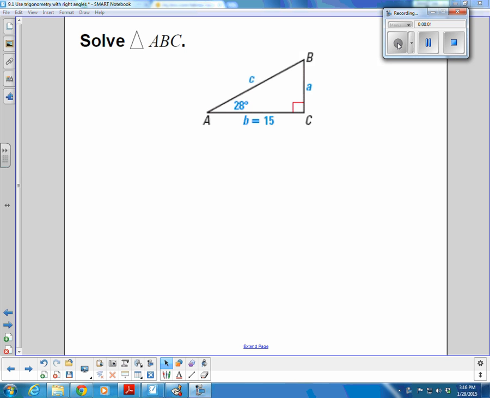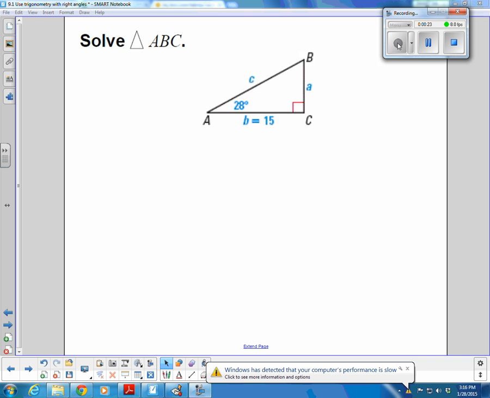Okay, so this should be Algebra 3, and we're working on Chapter 9, Section 1. We just got done working on writing the six trigonometric functions. We talked about sine, cosine, tangent, and all their inverses, so cosecant, secant, and cotangent.